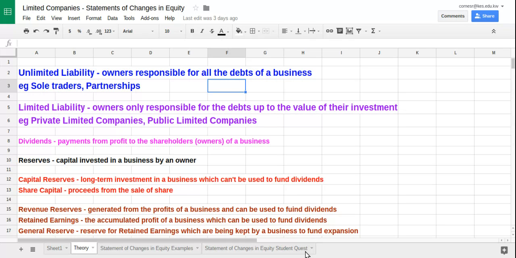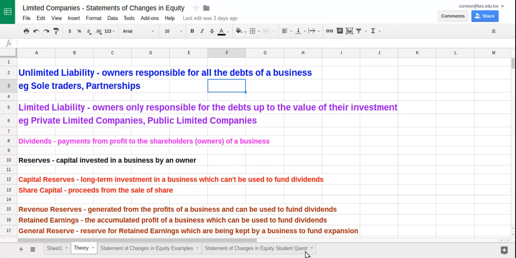Limited liability, on the other hand, is where the owners aren't responsible for any more of the debts than the value of their investment. So, if I was to buy shares in something like Coca-Cola, and Coca-Cola was to go bankrupt, I would lose my share. So if I bought my share for $1, I lose my $1. What the creditors or the banks who are owed the money by Coca-Cola can't do is to come back to me and say, we would like you now to sell your house because Coca-Cola owes even more money.